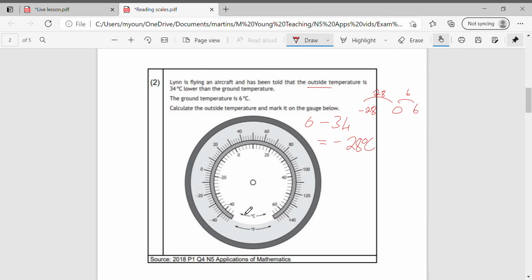Okay, so let's mark minus 28 degrees Celsius on this scale. So degrees Celsius is the inner circle, Fahrenheit's the outer. So we're using the inner one. We know first of all we're going to be between minus 20 and minus 40. Hopefully you can see that this here is going to be minus 30, that bold black line. Then we've got to work out, going from minus 20 to minus 30 in 1, 2, 3, 4, 5 jumps, each of those must be worth 2. So minus 28 is going to be here. It's all about working out what each increment is worth.